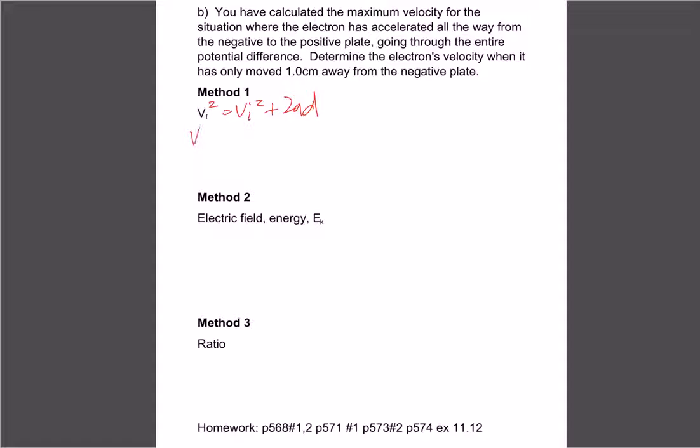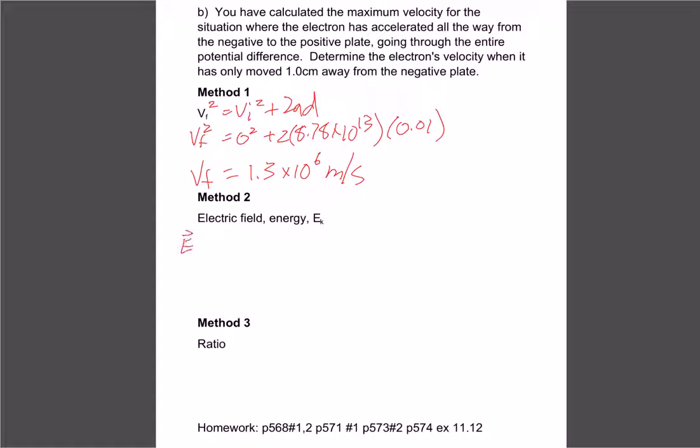So the only thing that we do differently is we plug in a distance of 1 centimeter instead of 4 centimeters. So our VI was 0. Our acceleration we calculated was 8.78. And our distance we put in as 1 centimeter instead of 4 centimeters. So we get a final velocity once you plug all that in and square root it. We get 1.3 times 10 to the 6. Okay? Or we can kind of go back to what we did with the electric field stuff.